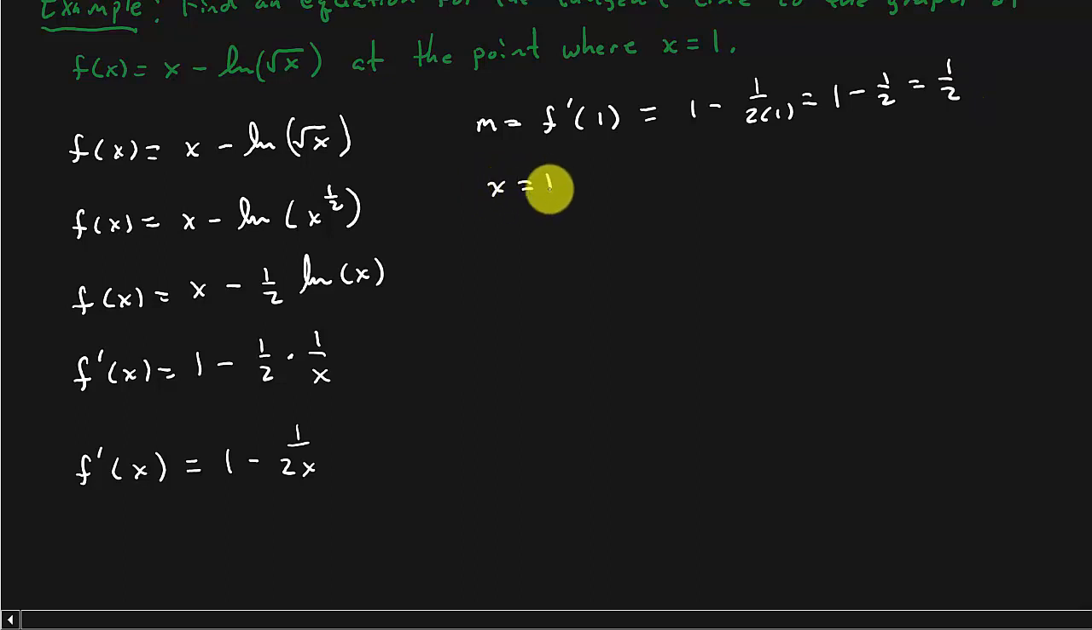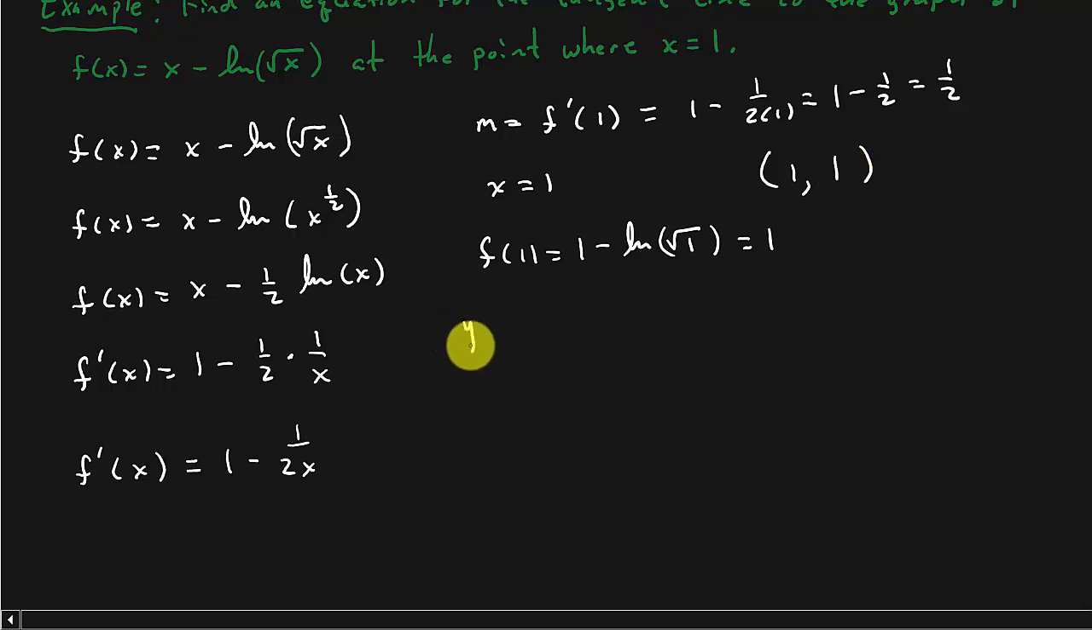Now we need a point on the line. Well, we've got x equals 1. What do you need for a point? You need an x coordinate and a y coordinate. So how do we find the y coordinate? We take x equals 1 and plug it back into our original function. So f of 1 is 1 minus natural log square root of 1. Square root of 1 is 1, natural log of 1 is 0, 1 minus 0 is 1. And so it's at the point (1, 1).